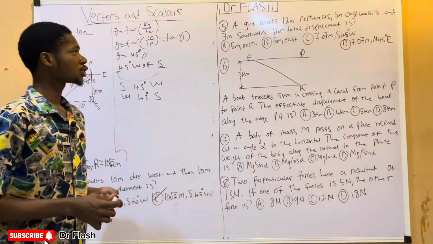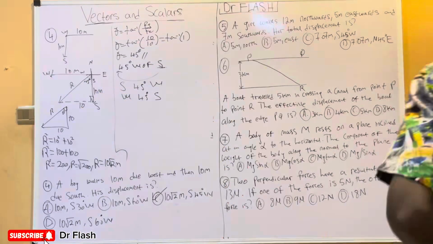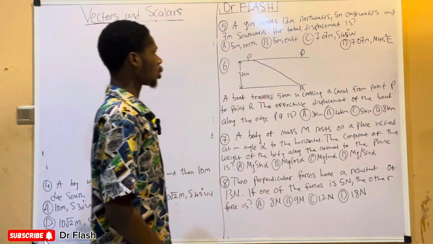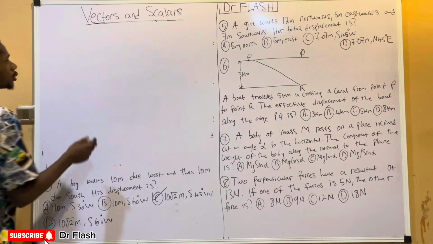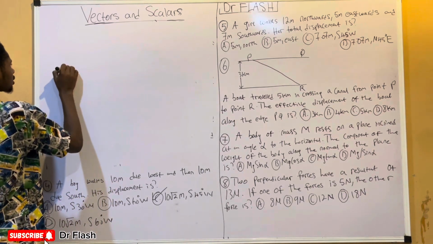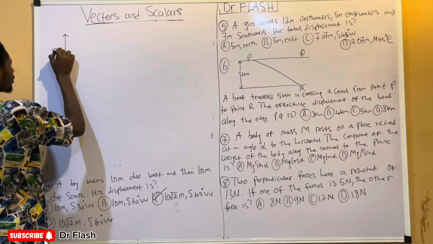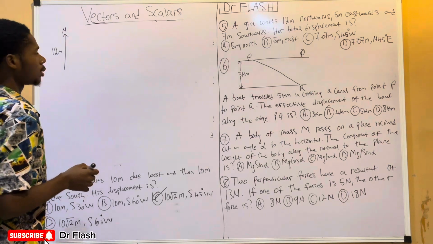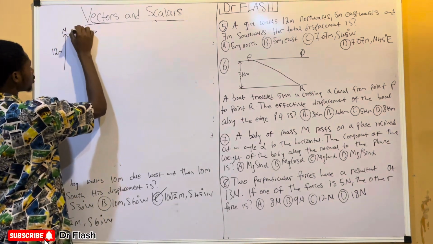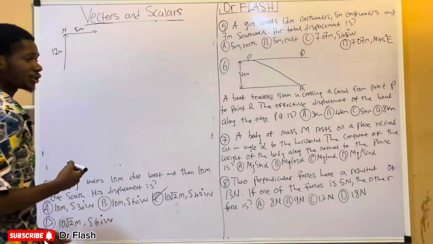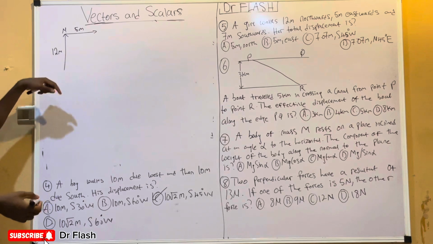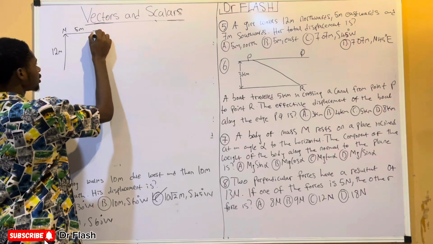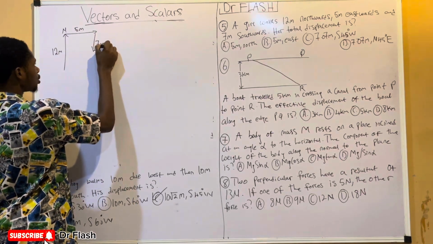Let's now go into the next question, which is question 5. It says a girl walks 12 meters northward. Let's draw it. So the person walks 12 meters in the north direction, then 5 meters eastward, and then 7 meters southward. Notice how I try my best to make sure the ones with bigger numbers have a longer length. Something like this.